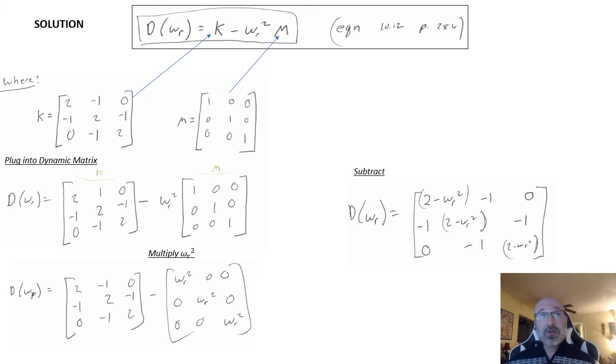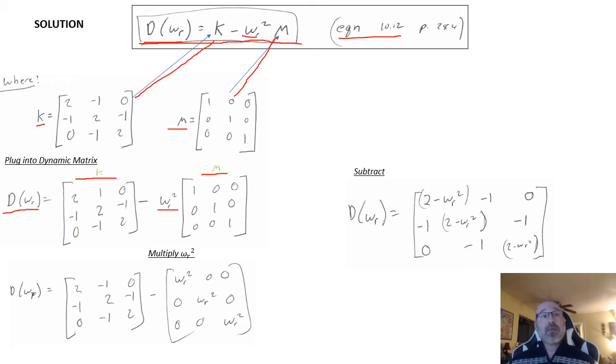So as now we begin our solution, we have our setup page, we have a problem statement, and we now have our governing equation. So we can reference back to those at any point as we're going through the solution. So for our solution here, we take our governing equation again from 10.12 in our textbook. We have d of omega r is equal to k minus our omega r squared times m, where we're given in the problem statement our matrix for k and our matrix for m. So we can plug this in for our k there and for our m there, and now we get to do some matrix math. So the first thing we do is plug in, here's our k matrix, here's our m matrix, then we have our omega sub r squared right there, and then d of omega r right there.